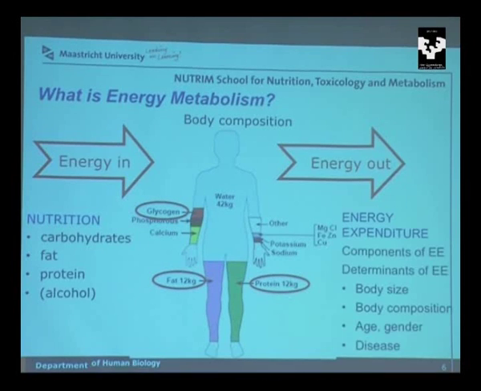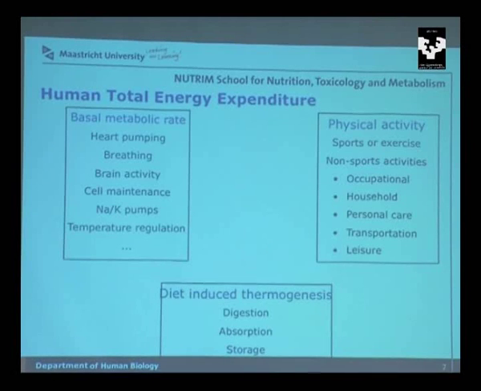And then on the other side of the equation you have the energy output, and we'll talk a little bit about the different components of energy expenditure, and I will also talk about what are the main determinants of human energy expenditure. And some of those are body size, body composition, age, gender. Maybe if we have time we'll talk a little bit about disease as well. So I like to see energy metabolism as the big picture: what goes in, what is stored, and what goes out. Now let's focus on the expenditure part. What do we need energy for as human beings?